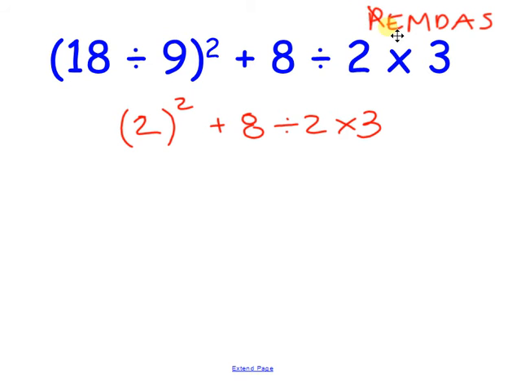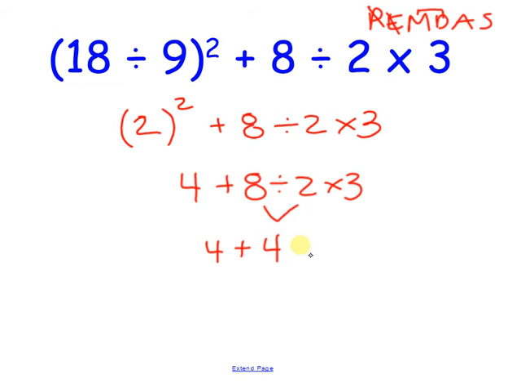All right, now, do I have any exponents? Yes, I do, right over here. What is 2 to the second power? It is 4, and I'm going to rewrite the rest of the problem. Okay, now, multiplication and division in order from left to right. I have addition, division, multiplication. I need to start on the left, and so here it is over here. 8 divided by 2 is going to be 4. And I'm going to rewrite the rest of the problem.